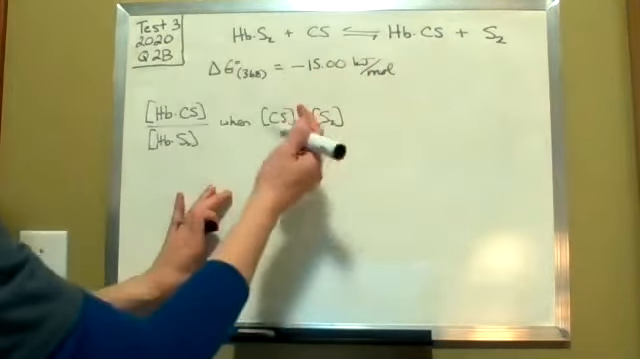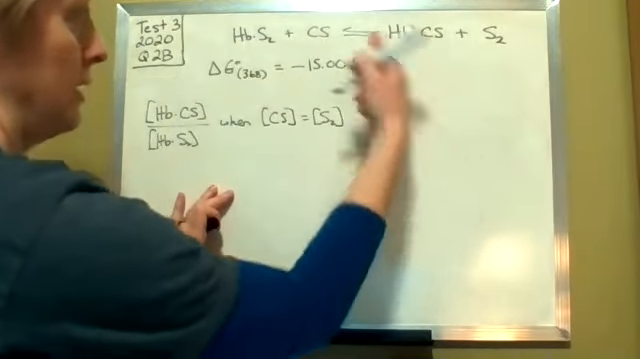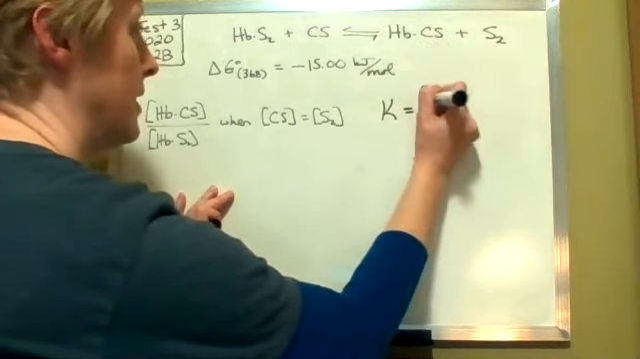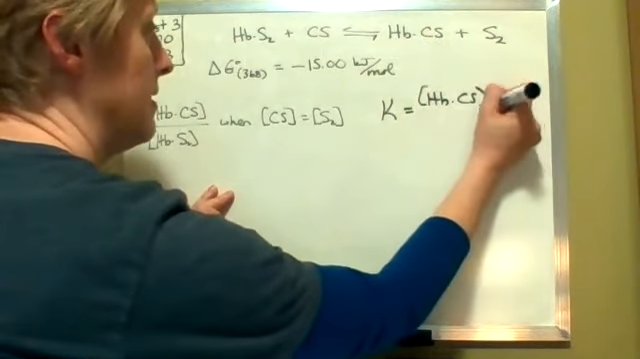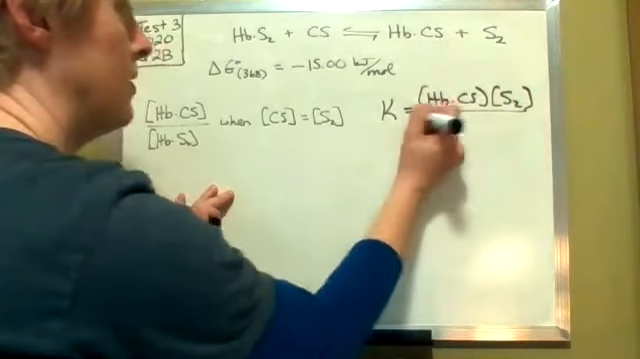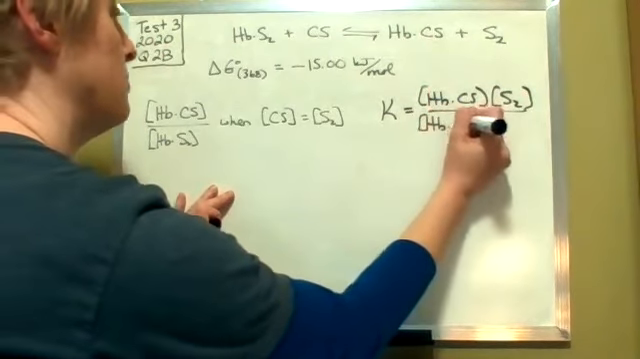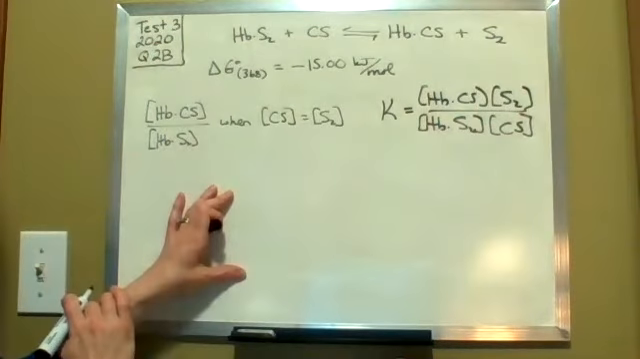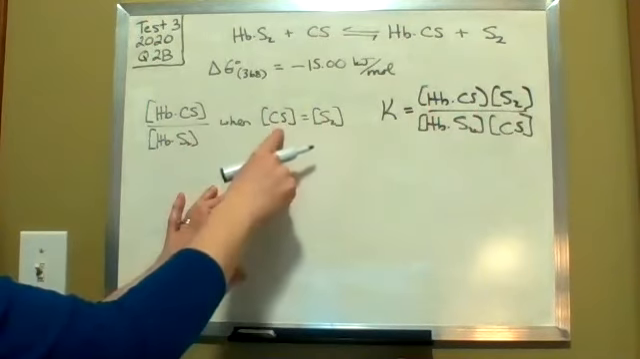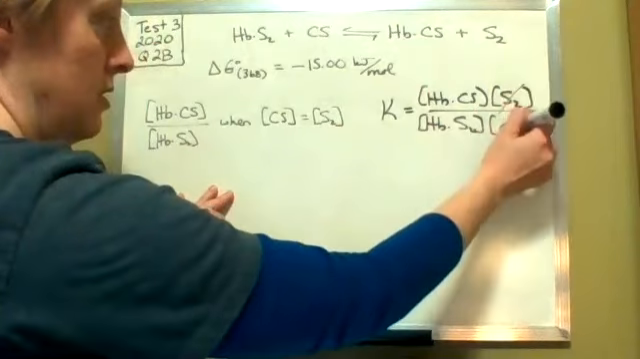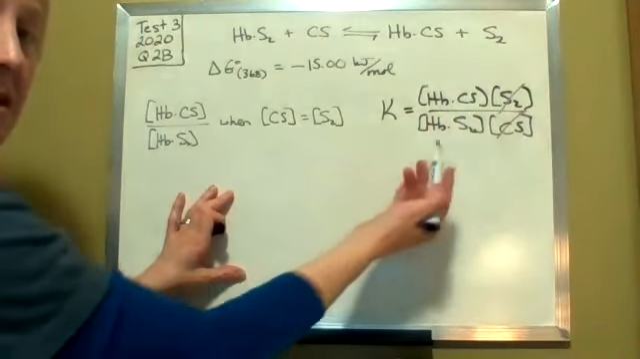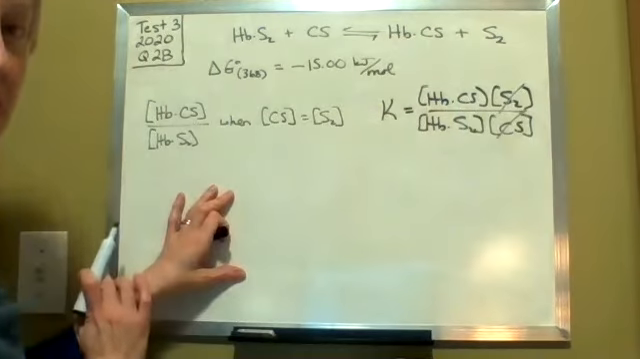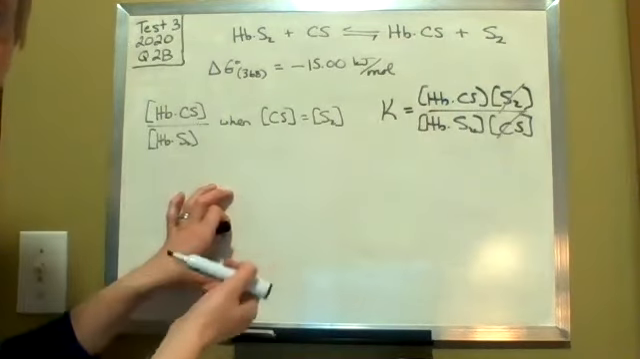So if you just write down the K here, so here we have delta G, let's write down K for this equilibrium up here, where you have your concentration of products over reactants. You're going to have HBCS, S2 over HBS2 times CS. Now we're told that these two are going to be equal, concentration of CS and S2. So those can get canceled out right away. And there's what we're looking for, concentration of the CS binding versus S2 binding. So really we just need to solve for K then, out of our equation.